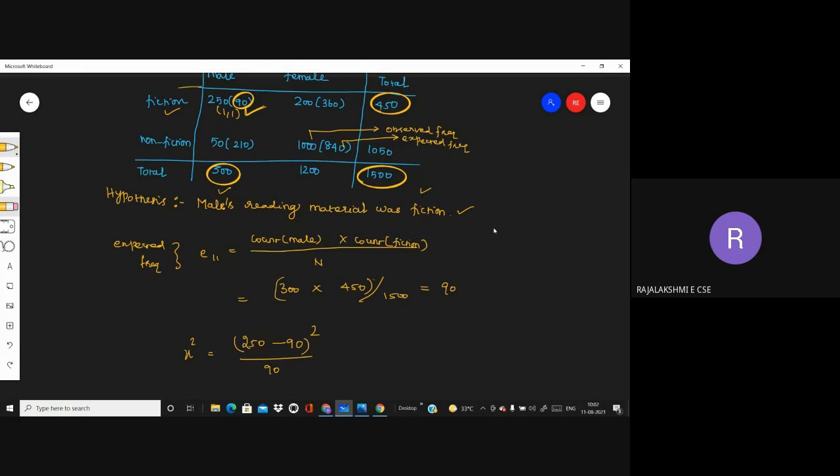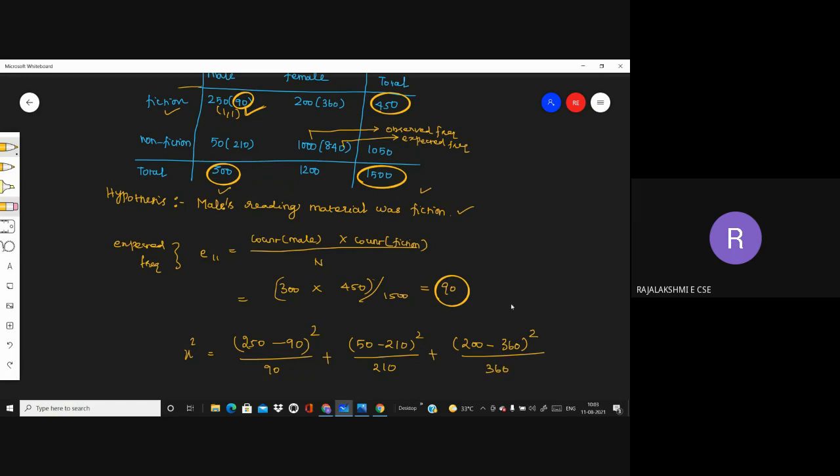So this is not done for only one value. For all the values I have to do it, because it is summation of i equal to 1 to R, 1 to C. Yes or no? ஆமா தானே? Yes, ma'am. Okay, the next value is what? 50 minus 210 the whole square divided by 210. Correct? Yes, ma'am. See, இந்த expected எப்படி calculate பண்றதுன்னு ஒரு sample கொடுத்திருக்கேன் நான் அவ்வளவுதான். Next is 200 minus 360 the whole square divided by 360, because the expected frequency over there is 360.